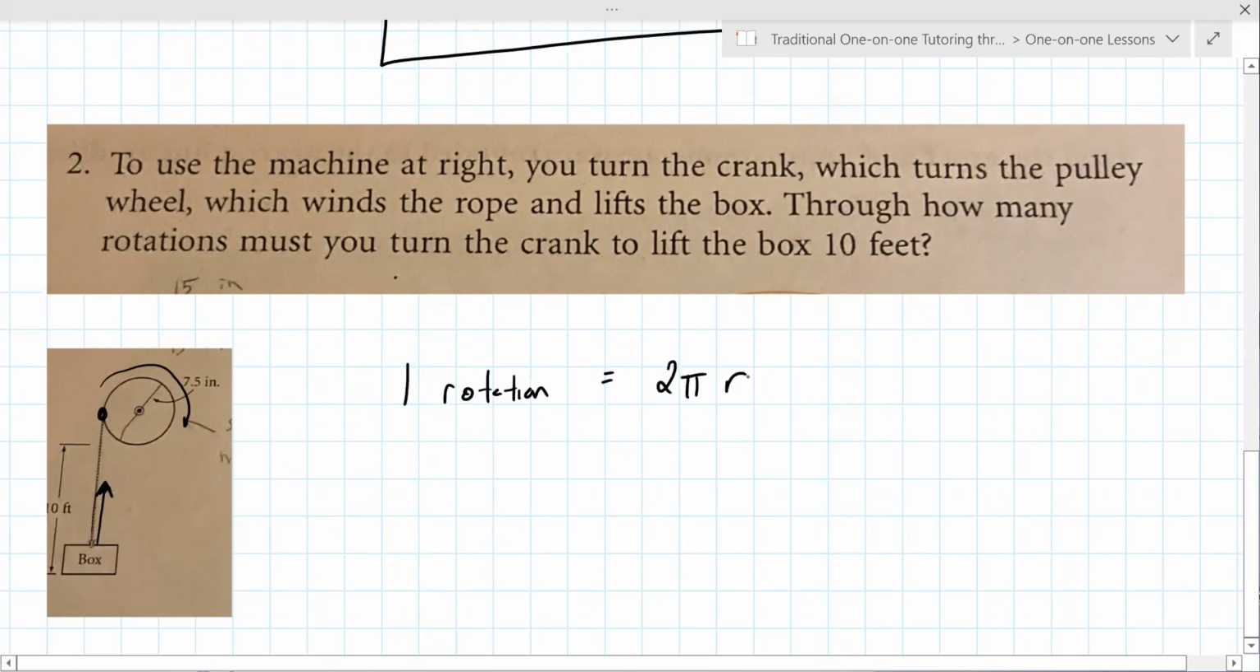2 pi r. Yes. Now you have to make a choice here. We have to decide if we're going to work the problem in inches or in feet. It doesn't matter. They're both right. Do you have a preference? Honestly, let's just say inches. Okay, good choice. 10 times 12 is 120. That's right. Okay, so one rotation is 15 pi inches.